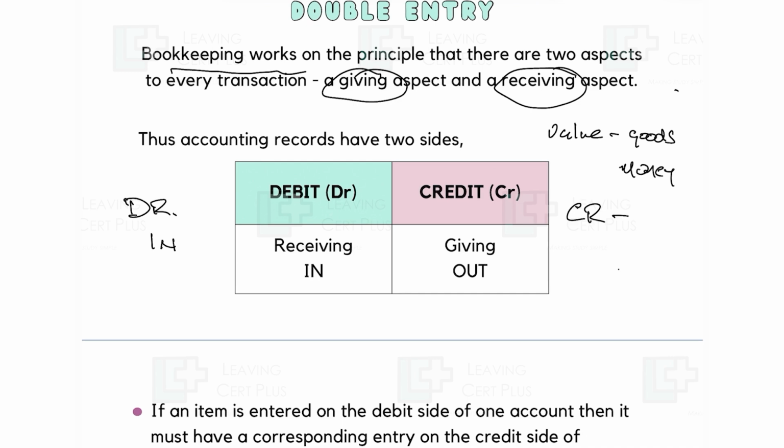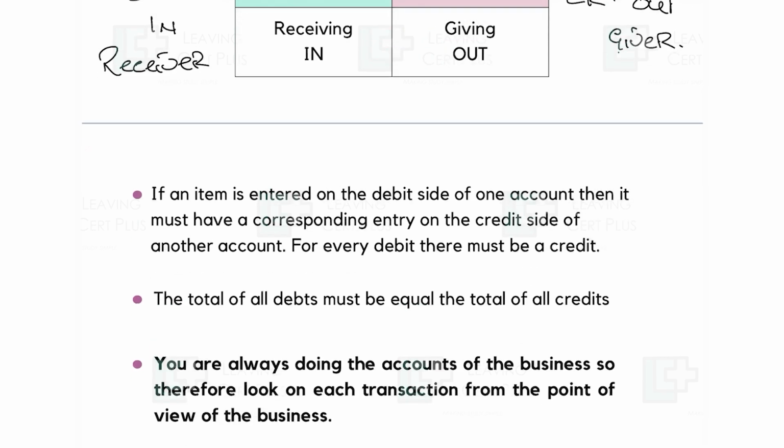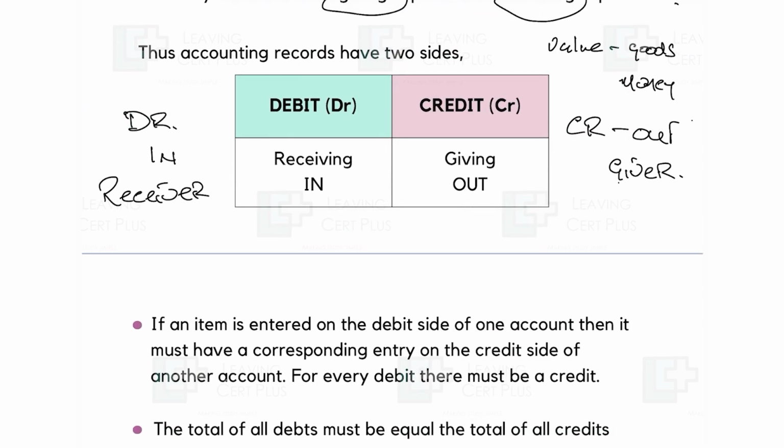So credit is out, debit is in. Credit is the giver, and debit the receiver. If an item is entered on the debit side of one account, it has to be entered on the credit side of another account. That's a transaction. There's a giving and a receiving in every transaction, and the totals must equal. So the first big concept is debit in, credit out.